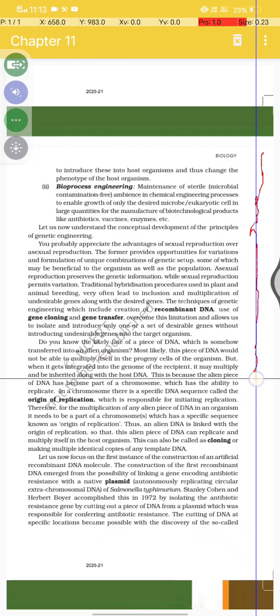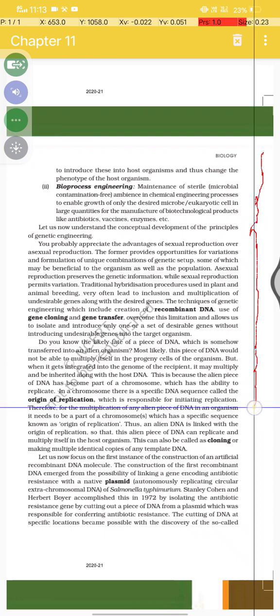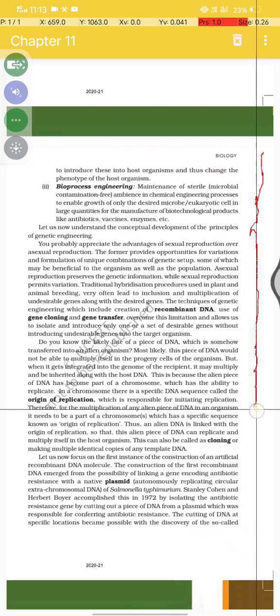This is because the alien piece of DNA has become a part of a chromosome, which has the ability to replicate. And in a chromosome, there is a specific DNA sequence called the origin of replication, which is responsible for initiating replication. Therefore, for the multiplication of any alien piece of DNA in an organism, it needs to be a part of a chromosome which has a specific sequence known as the origin of replication.